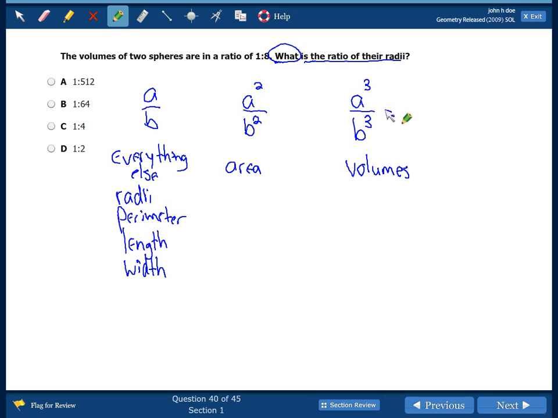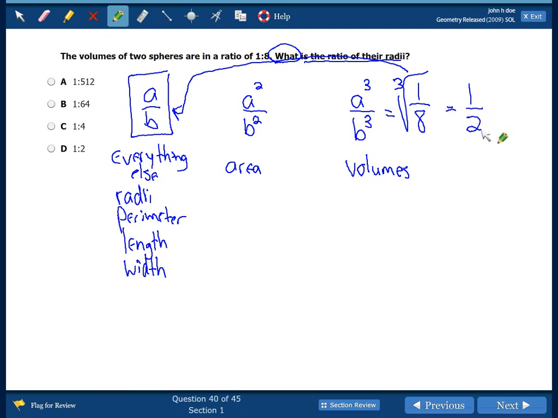So we have the ratio of the volumes. That means A cubed over B cubed is 1 over 8, and we want to find A over B. So in order to do that, we have to take the cube root of 1 over 8 to get A over B. The cube root of 1 over 8 is 1 over 2. So the answer to question 40 is letter D, 1 over 2, or 1 to 2.